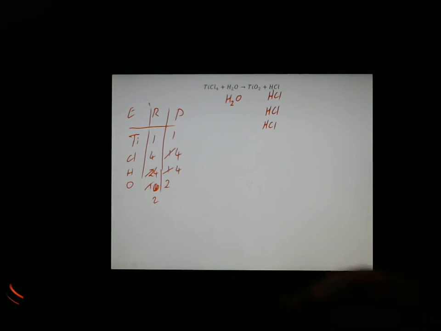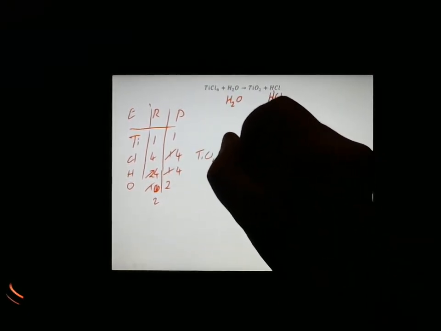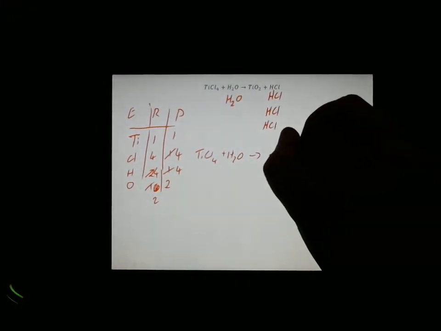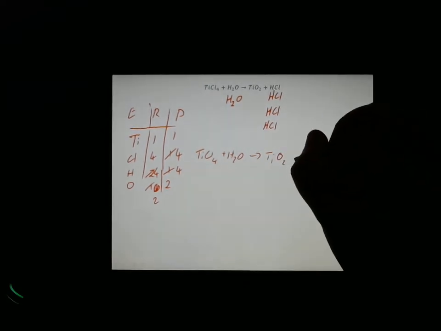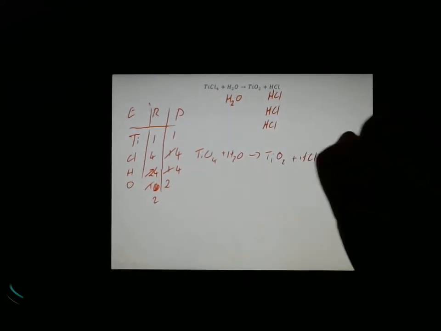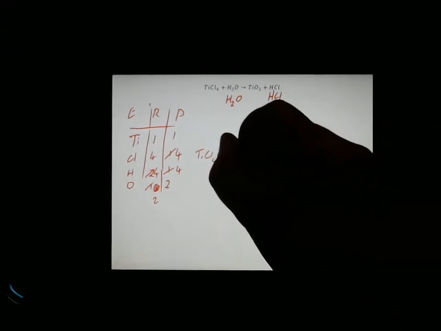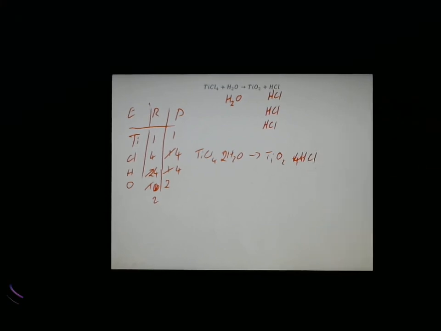And we can see we're finished here, so our balanced equation would be TiCl4 plus 2H2O gives TiO2 plus 4HCl. Actually, got to write the balanced equation at the end. And that's our end result.